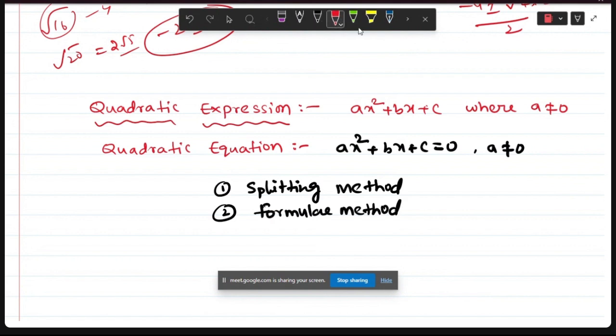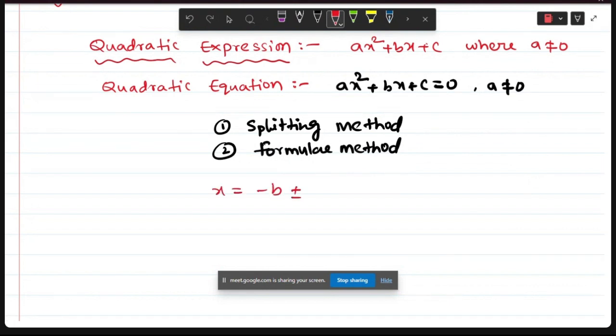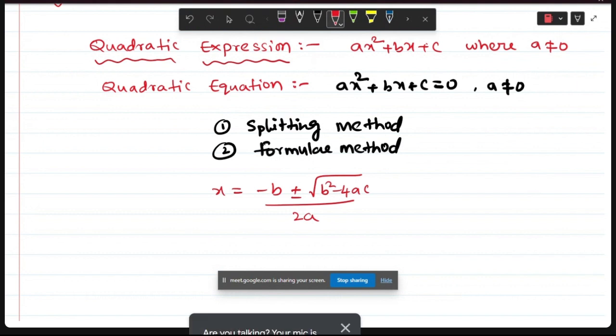If splitting the middle term is not possible, then apply the formula method. What is the formula? x is equal to minus b plus or minus square root of b square minus 4ac, divided by 2a. So this is the formula for a quadratic equation.